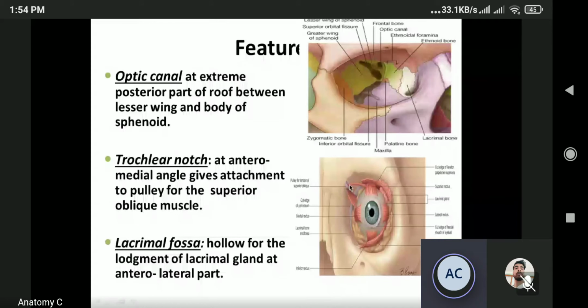Now we'll talk about the lacrimal fossa. As I told you, this is the lacrimal groove. This lacrimal groove is a hollow area where you get the lacrimal gland, in the anterolateral part.